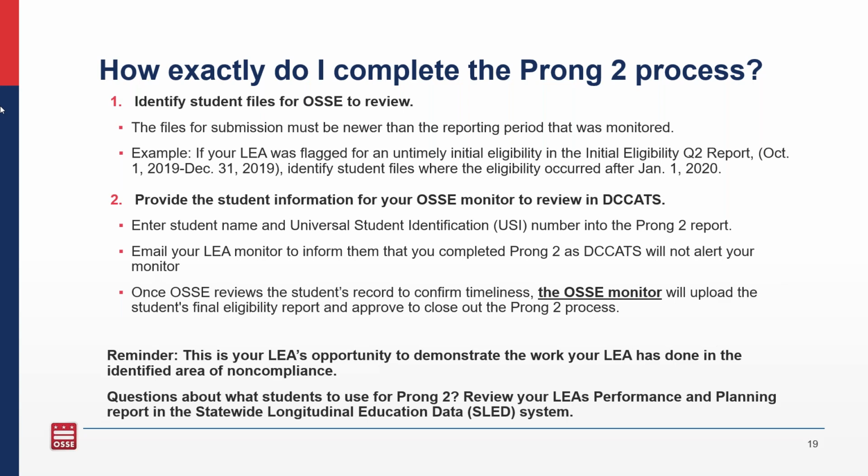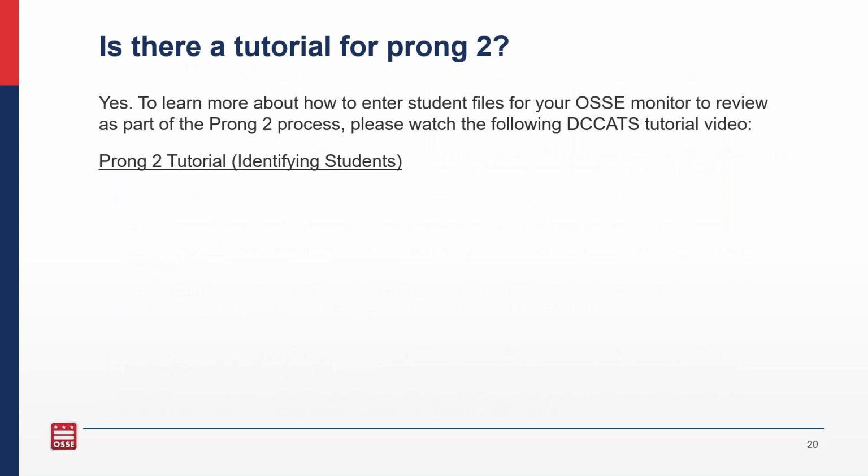Again, this is your LEA's opportunity to demonstrate the work that you are doing to correct areas of non-compliance on a systemic level. If you have questions about prong 2, we have a couple more slides on it, but you can always reach out to your LEA monitor. Our next slide. So if you're unsure exactly what prong 2 looks like in DC CATS, we do have a tutorial in this link in this presentation. We'll give you a quick rundown. It's a short video that the vendor for DC CATS created for us on how exactly you go in and enter the students for us to review. And our next slide.